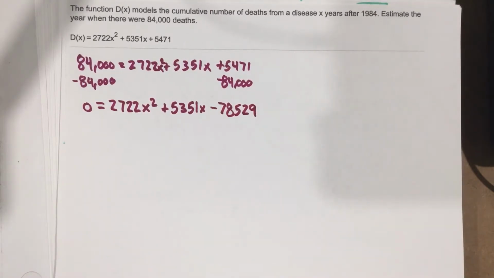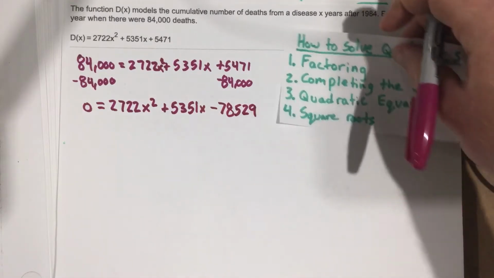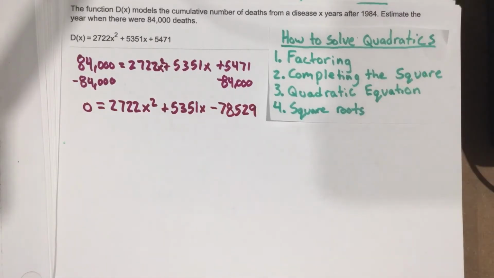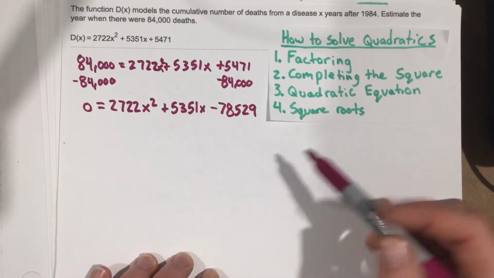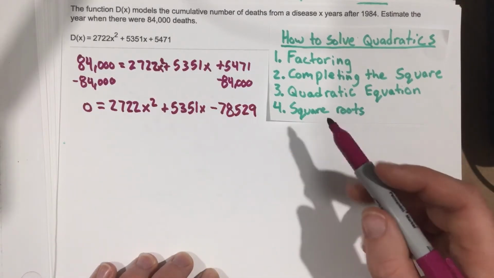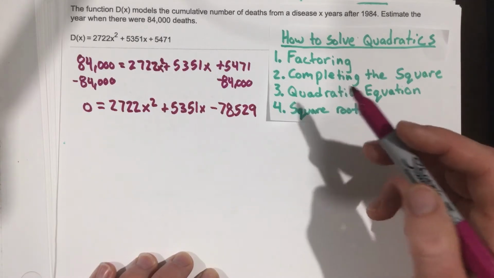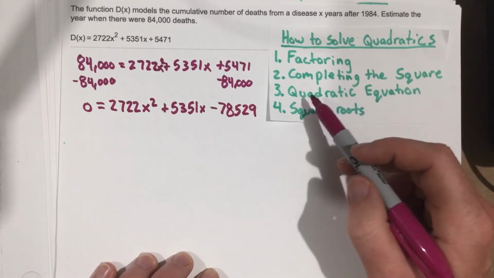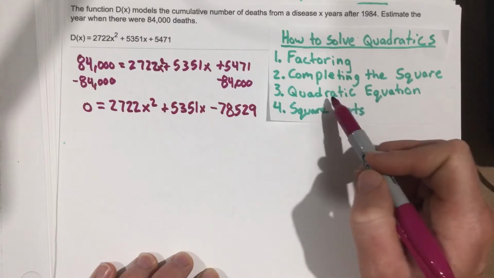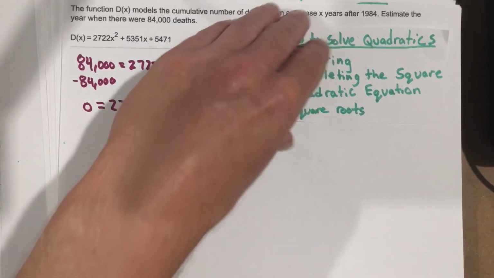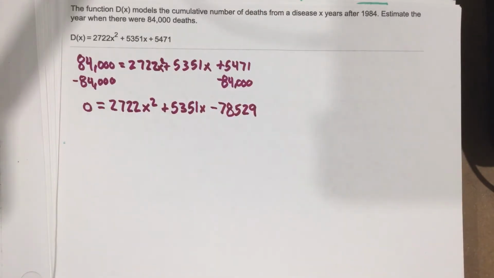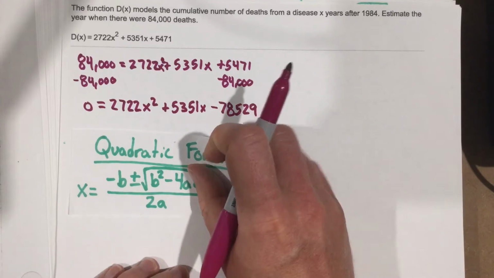Okay, now we're ready to solve the quadratic. We know we have 4 methods for solving. Which one of these are we going to use? Well, we have a leading coefficient and plenty of coefficients that are very large numbers. So I'm going to go ahead and use the quadratic formula method. I think that's the best method to use for this. So let's pull out our quadratic formula, and let's start to solve this.